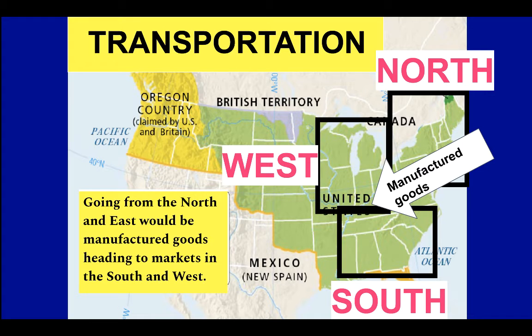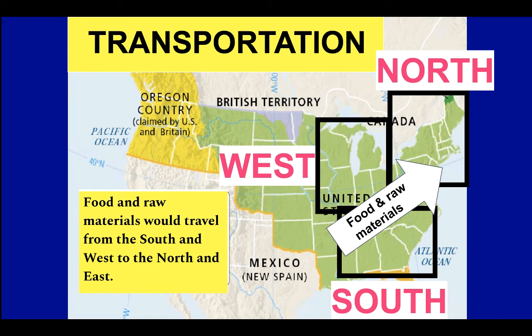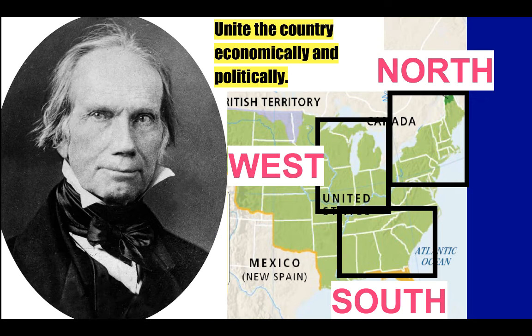The idea behind transportation improvements was going from the North and East would be manufactured goods heading to markets in the South and West. Food and raw materials such as cotton would travel from the South and West to the North and East, and these internal improvements would increase trade amongst the different sections of the country. Clay and others felt this movement of goods would unite the country economically and politically by developing a national economy.